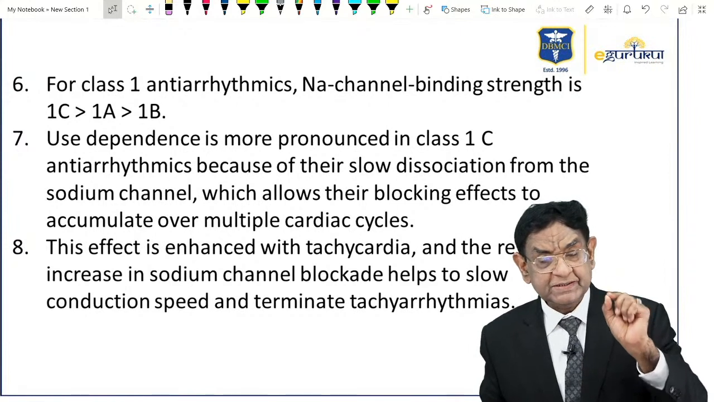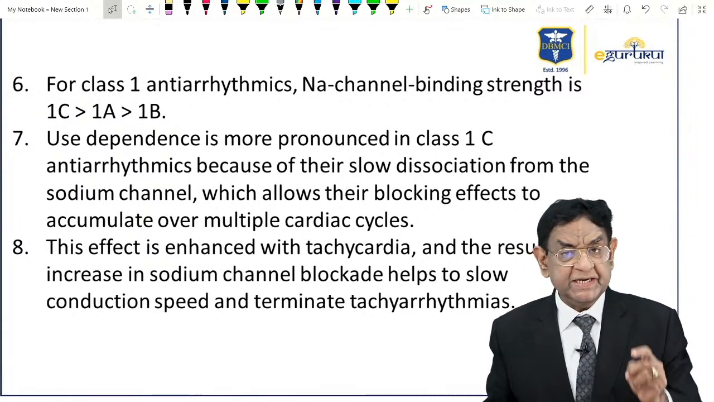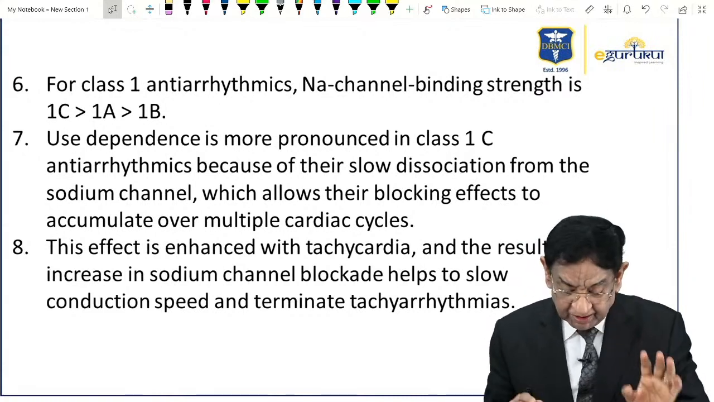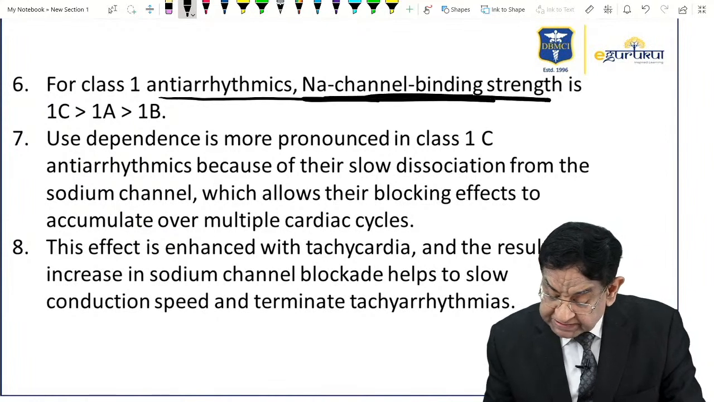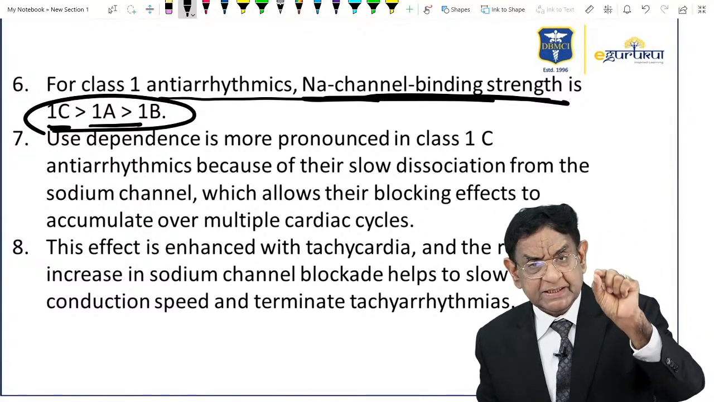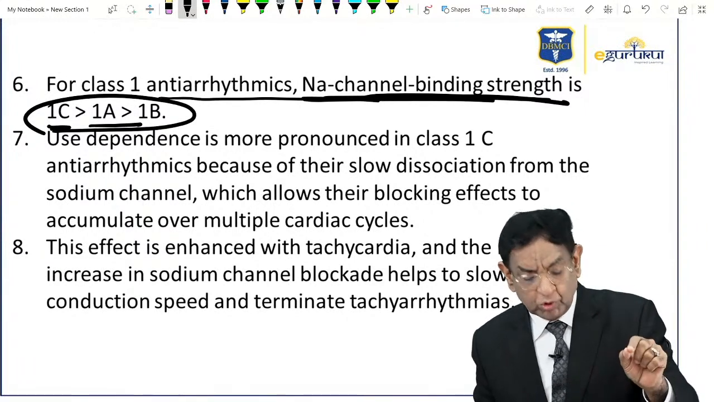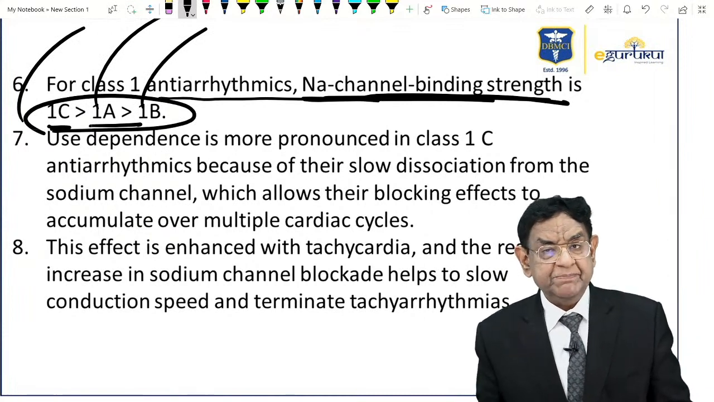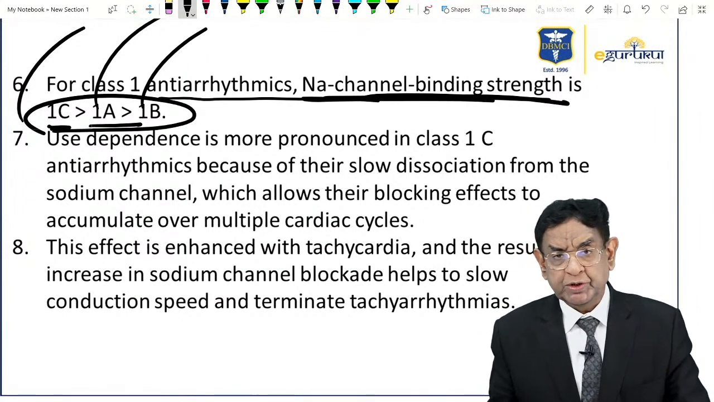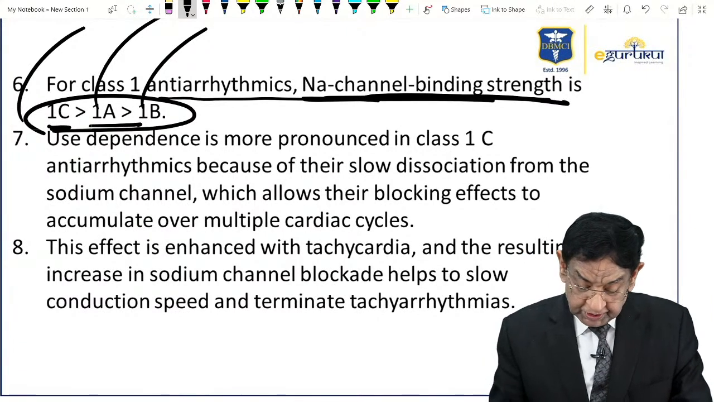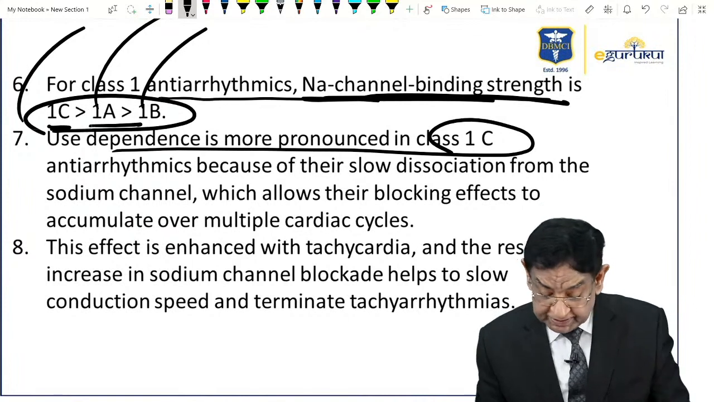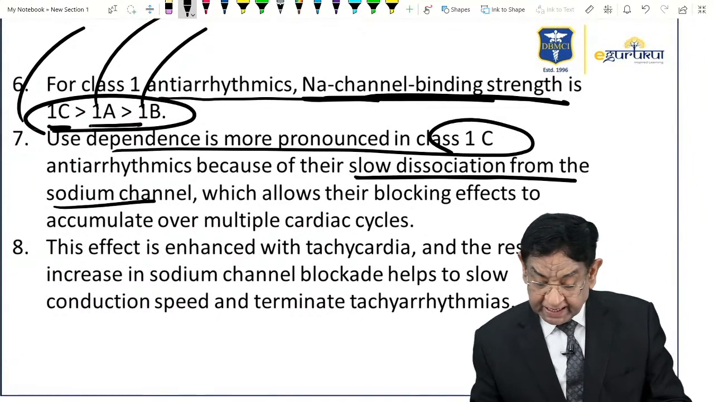Now, what we discussed is that class 1C has strong binding, class 1B was weak, and class 1A intermediate, in terms of sodium channel binding strength: 1C, A, B. This is the reason, as I told you, binding capacity is most with 1C compared to 1A and 1B. That means 1C drugs are the most powerful in getting attached to the sodium channels. So use dependence is more pronounced with class 1C, because they have slow dissociation from sodium channels.